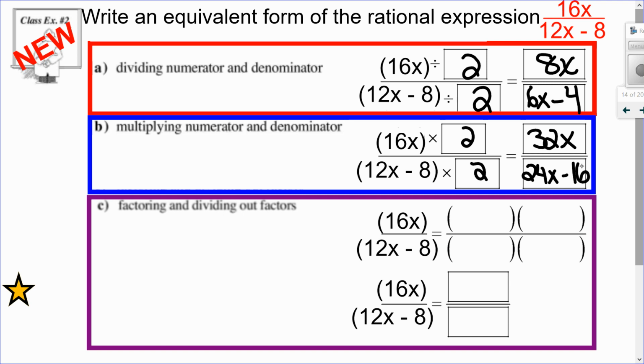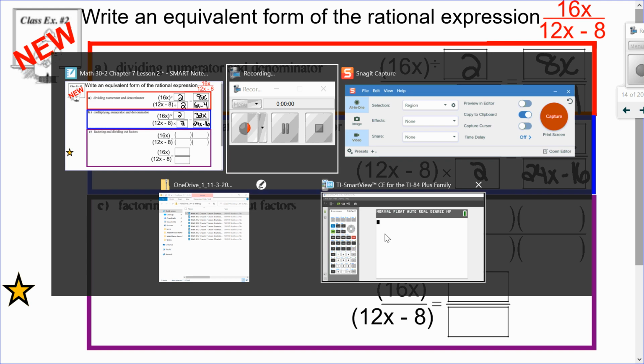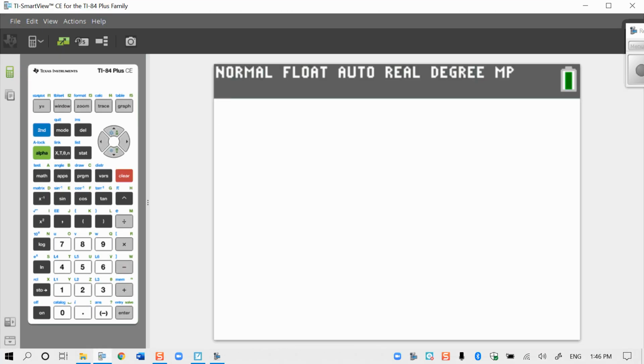Now, in the last step, let's do this by factoring and dividing out common factors. So what I want to do is I look at my numbers 16, 12, and 8. I want to find a number that goes into all of those numbers. Now, if you're stuck, the calculator can only do 2 at a time, but I just want to show you a little trick. If you weren't too sure what the GCF of those numbers are, I'll show you how you can do it on your calculator, even though it has 3 numbers.